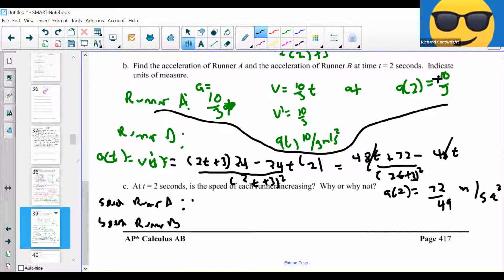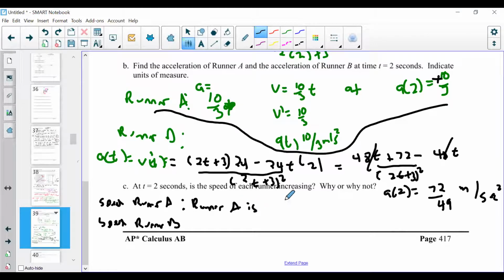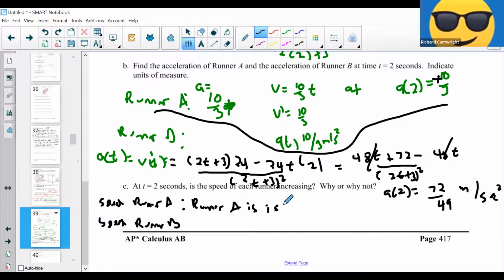What's runner A doing? It's increasing. Yes, runner A is speeding up, or increasing, since v prime of 2 and a prime of 2 had the same signs.